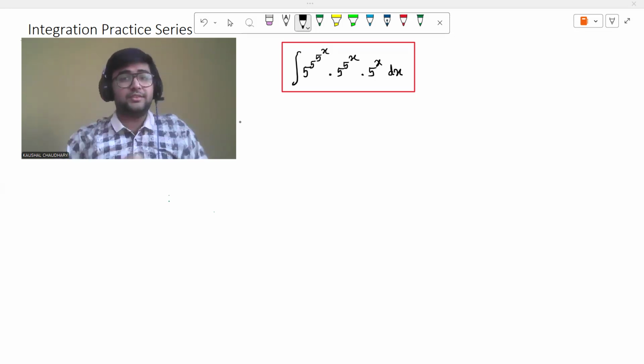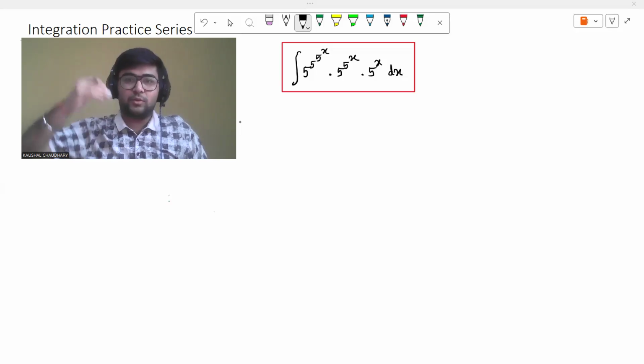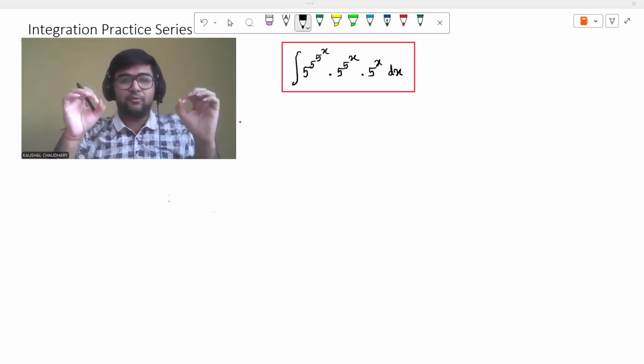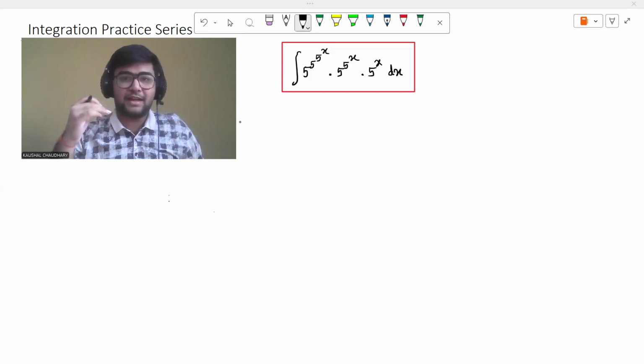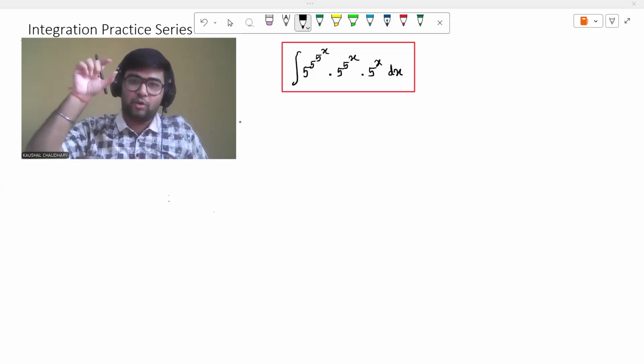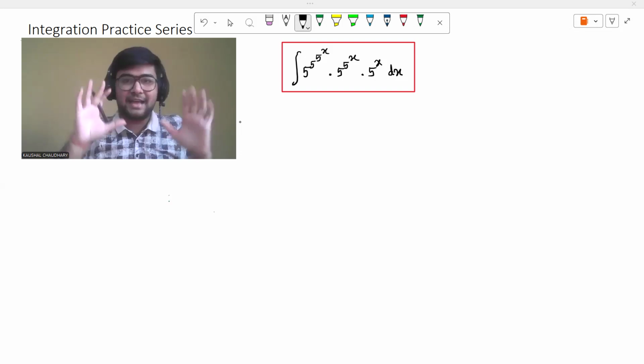Now students, when you see this type of question where the powers are stacked one above the other, 5 to the power 5 to the power 5 to the power x, this type of question becomes very important for your class 12 board exams for ISC and CBSE both. Okay, in this type of question, just take the topmost power, that is 5 to the power x as z.